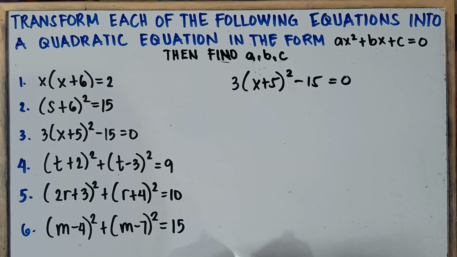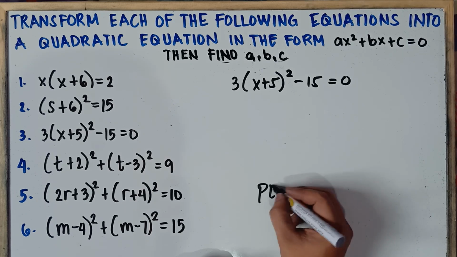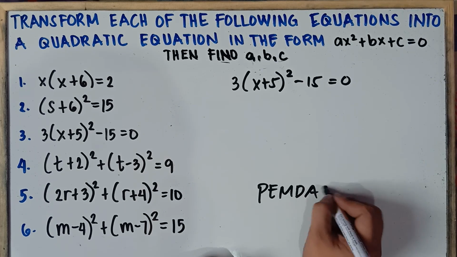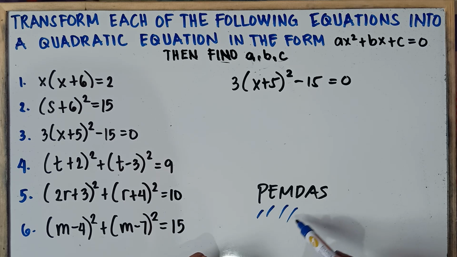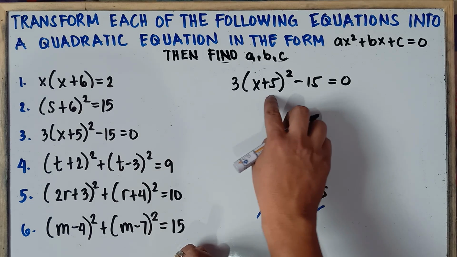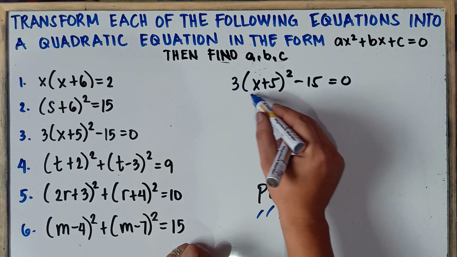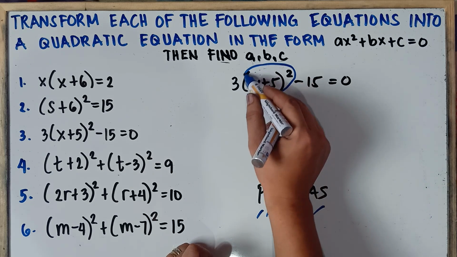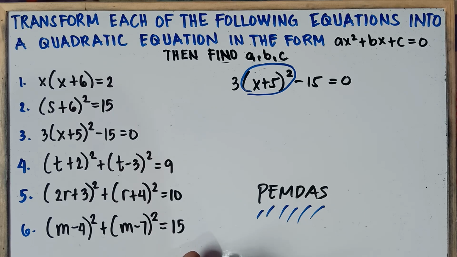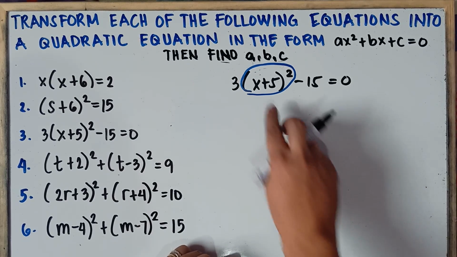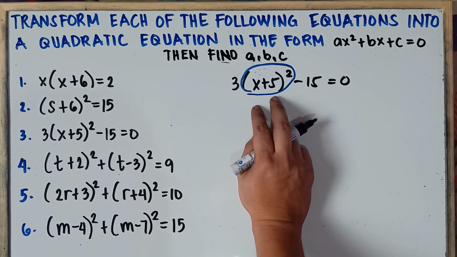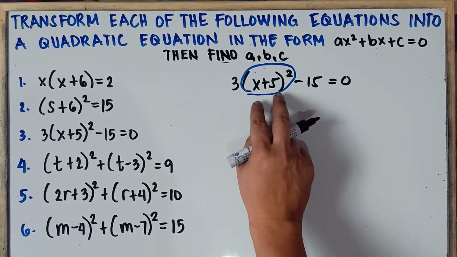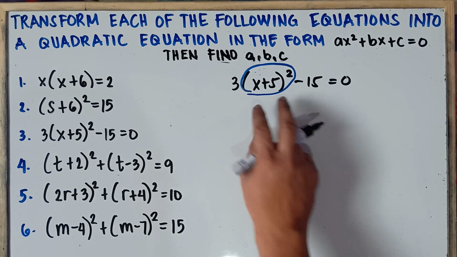You always follow PEMDAS class. Just to remember class, PEMDAS: parentheses, exponents, multiplication, division, addition, subtraction. So do not multiply 3 and this equation class, it should be parentheses and then exponent. So we need to simplify this one, x plus 5 quantity squared. It means you multiply this equation by itself twice.